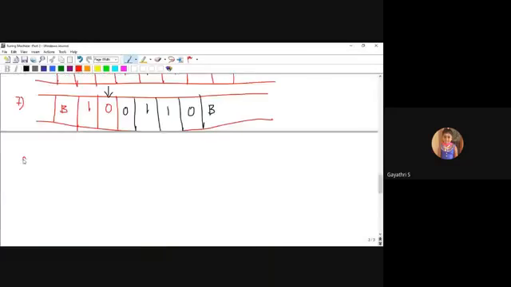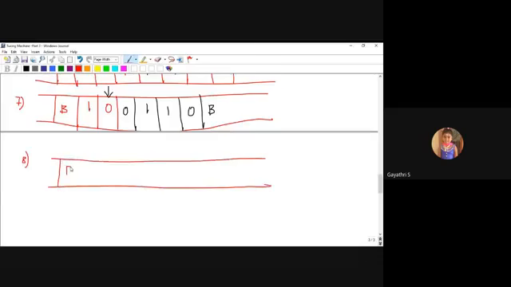So in the 8th step, that 1 is replaced by 1.